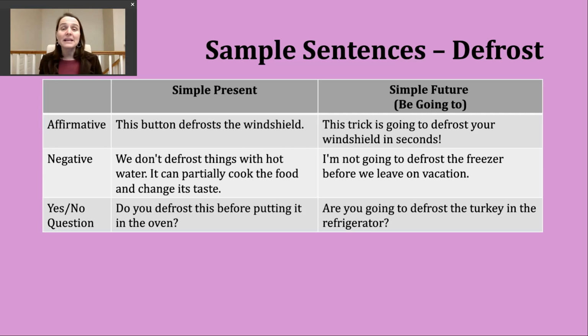And finally, we can make a yes or no question in the simple future. To do this, we start with our form of be, whatever form matches our subject, and the subject comes next. Then we use going to and the base verb. Here's another example. Are you going to defrost the turkey in the refrigerator? Right. So here I might be asking one's plans.